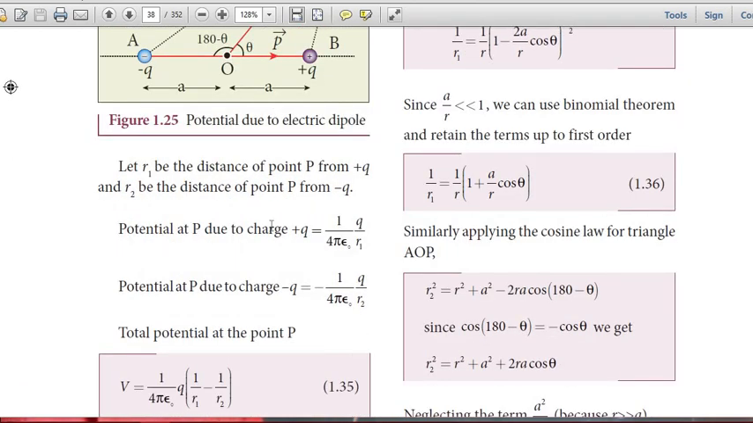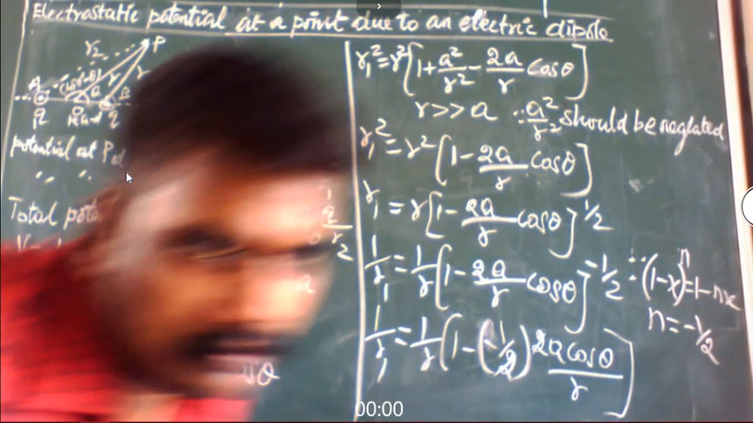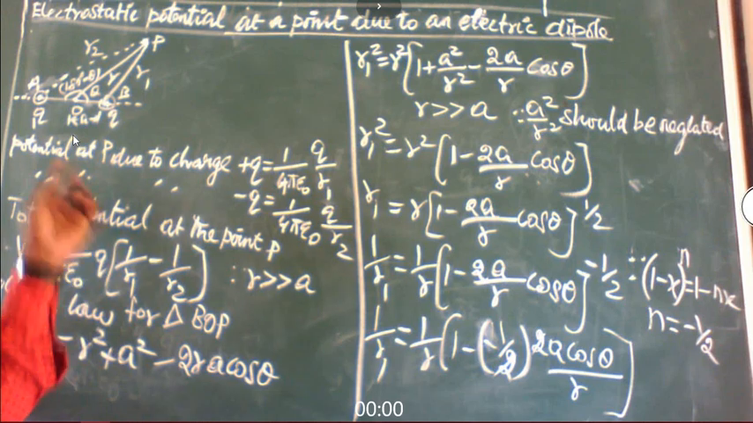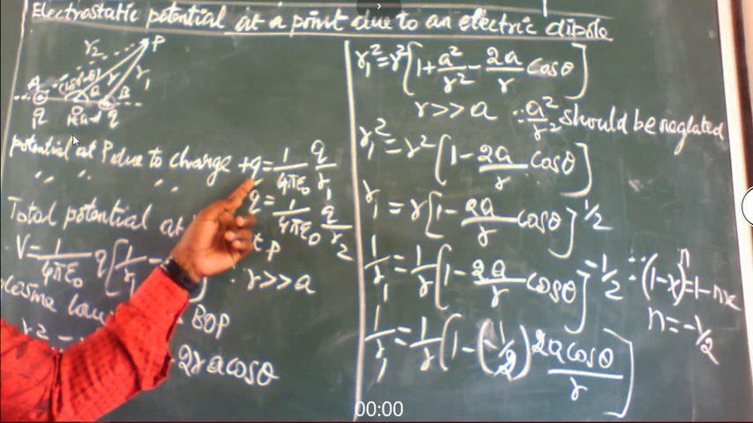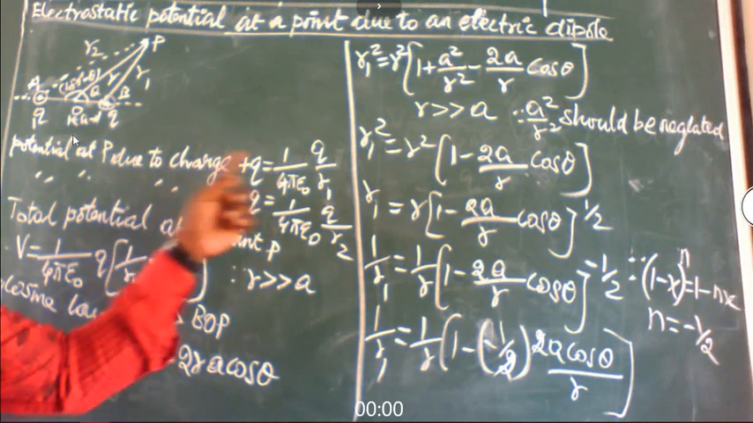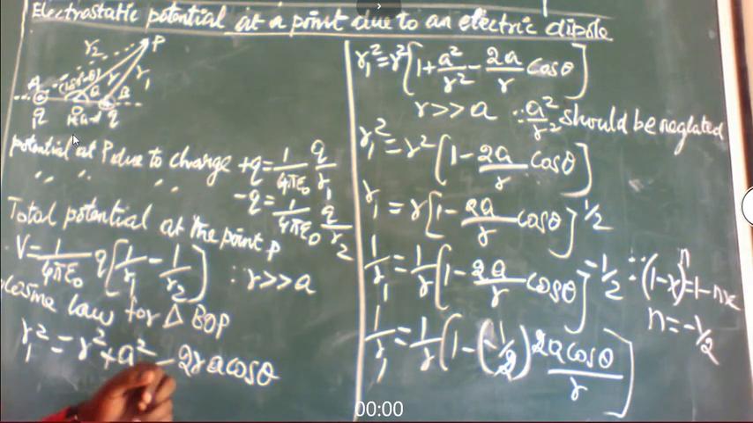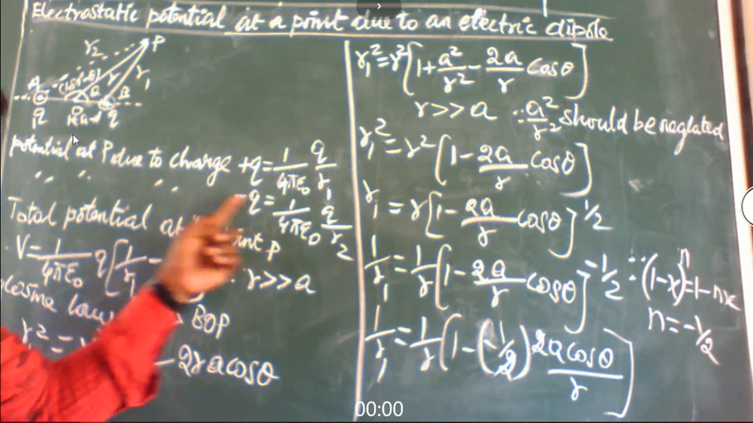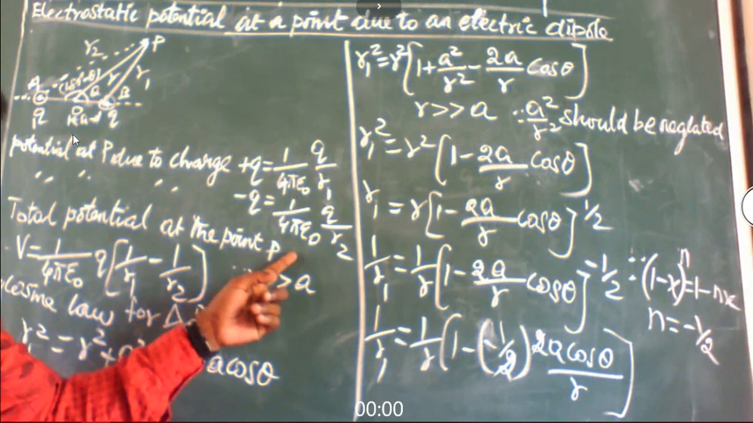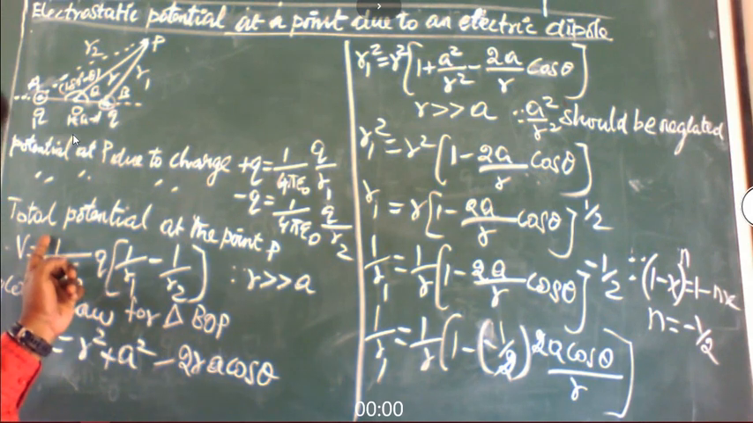Here, I am going to explain this derivation on the board. So this is the potential at a point P due to charge plus Q. What is the formula of electric potential? 1 by 4 pi epsilon naught Q divided by R1. Then potential at point P due to a charge minus Q is equal to 1 by 4 pi epsilon naught Q divided by R2.